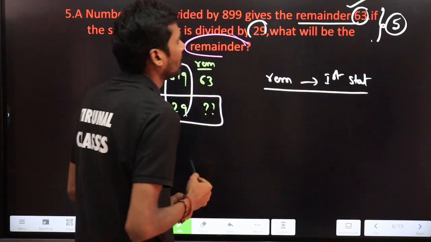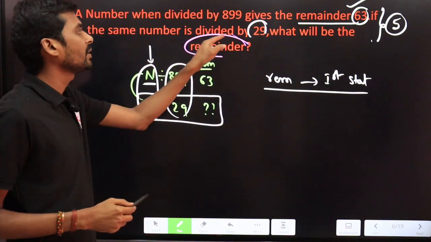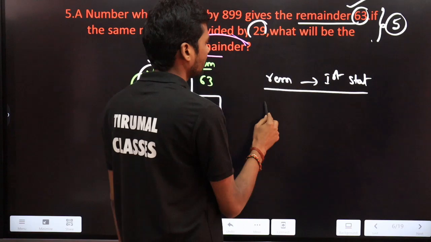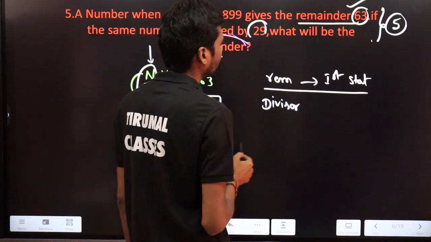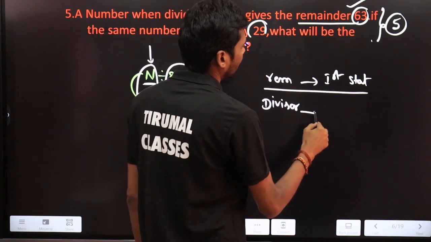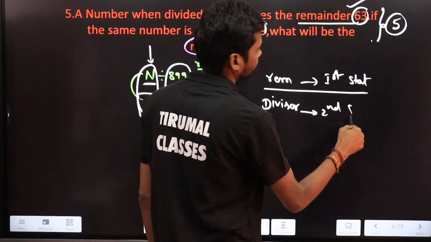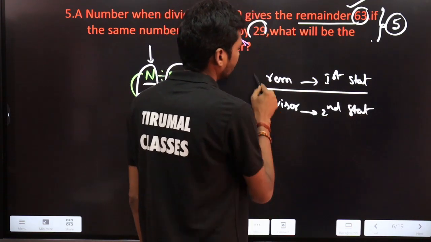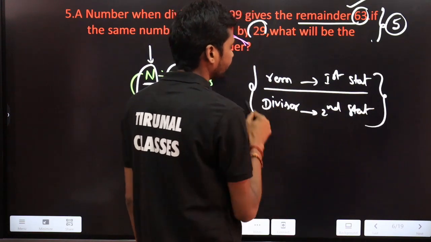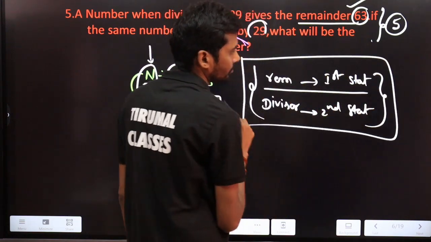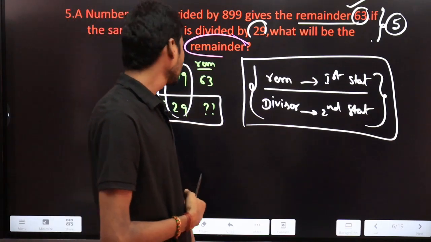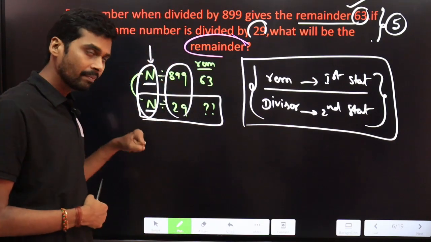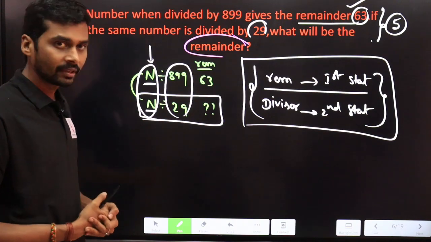Divided by, from the second statement, the divisor. If the same number is divided by it, the remainder of this one is your answer. Just remember this short trick, okay. The concept is, when we are dividing a number with different numbers, you simply remember that.